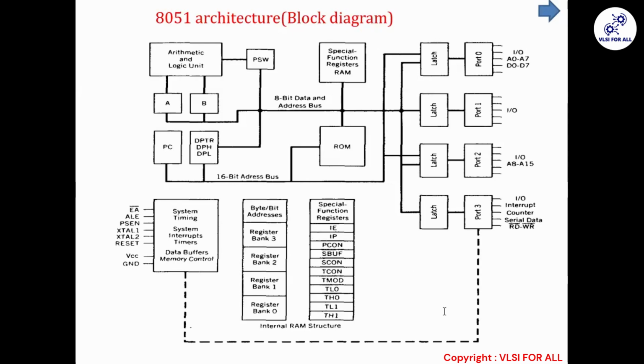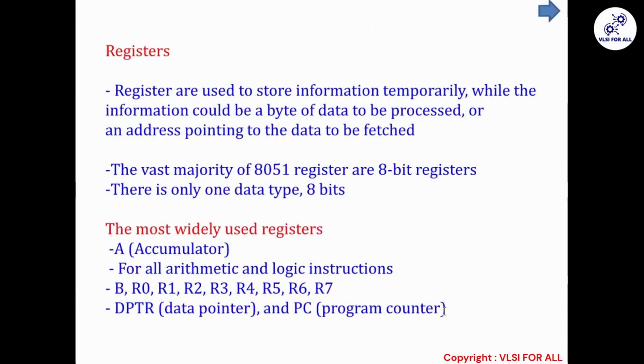Okay. Though we have checked this in the block diagram, we will go through the details. Registers: I talked about the registers. Registers are used to store information temporarily. We have seen that banks of registers are there. All are 8-bit registers, and the information would be a byte of data to be processed or an address pointing to the data to be fetched. That is how we are using the registers.